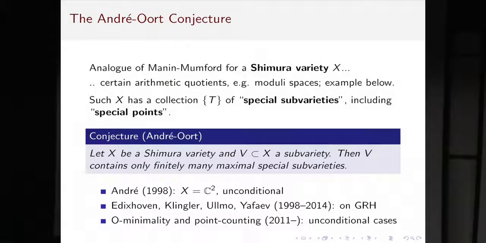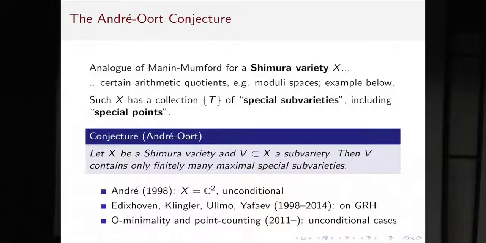Next I want to talk about an analog of these problems, in particular an analog of the Manin-Mumford conjecture, something called the Andre-Oort conjecture, which is formulated for a Shimura variety, which is a certain type of algebraic variety, a moduli space. They all arise as certain kinds of arithmetic quotients, and we'll see a few examples. But before the examples, I want to concentrate on the formulation, which is exactly modeled on the Manin-Mumford conjecture.